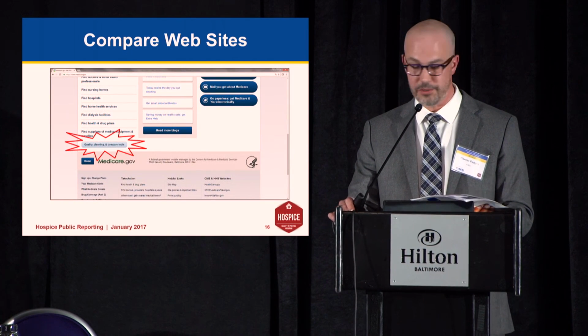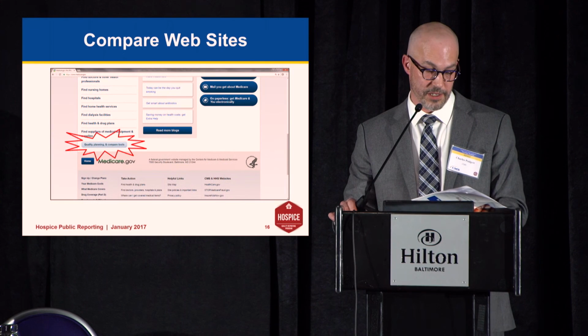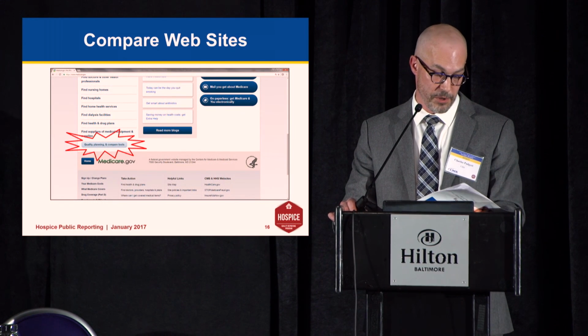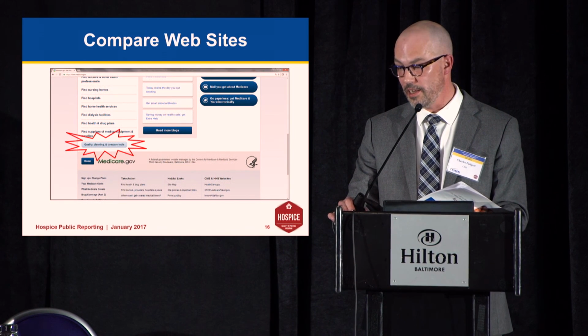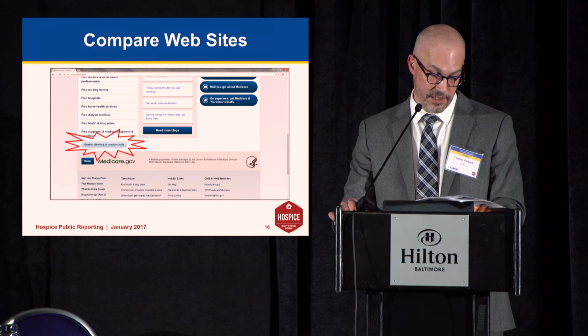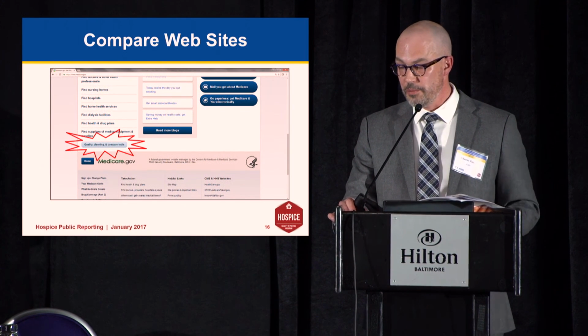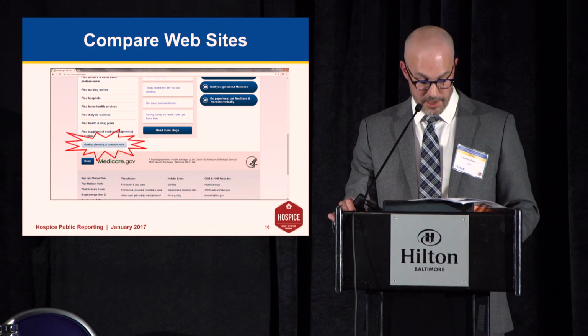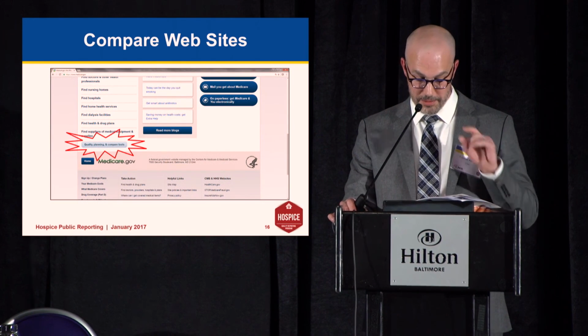And this is a little screenshot of the Medicare.gov website I just spoke about, and there highlighted in red is the Quality Planning and Compare Tools button that you can choose, which will help you navigate to the Compare websites.